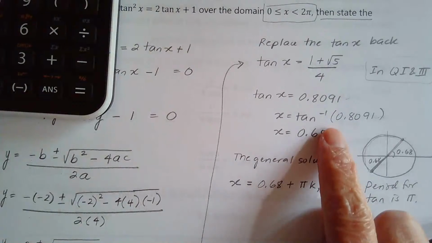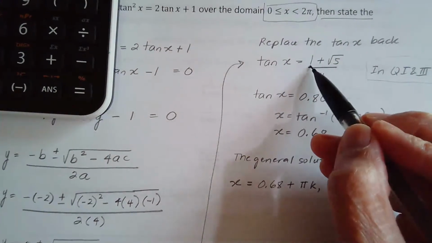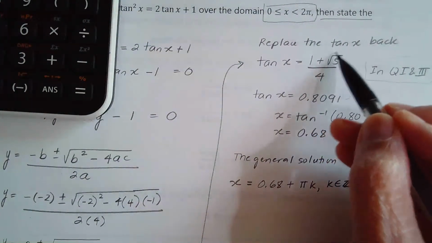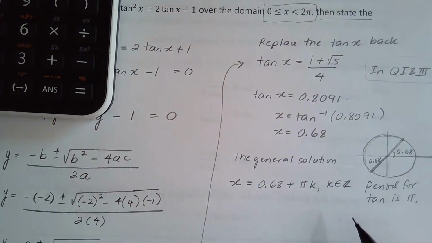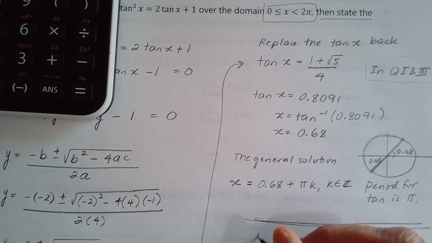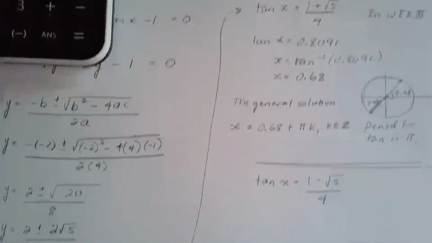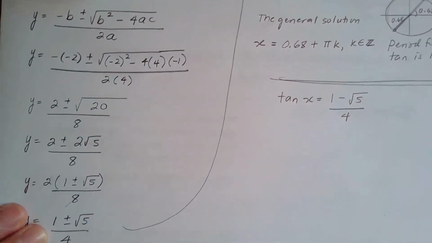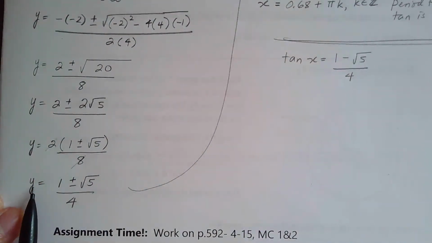Okay, so that's that part. That's for tan of x equals 1 plus root 5 over 4. Now, what about the other one? I'm going to go back. Tan of x is equal to 1 minus root 5 over 4. Just to refresh our memory, this is our solution earlier.